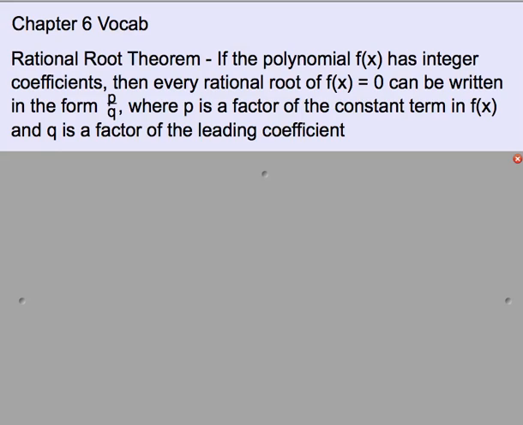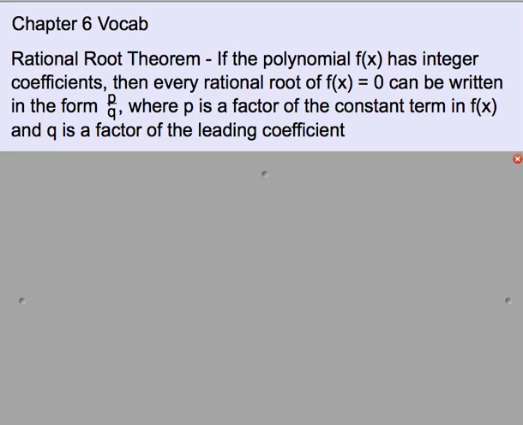So we're given a polynomial, we'll call it f of x. If this polynomial has integer coefficients, then any potential rational root, remember a rational number is any number that can be written as a fraction, can be written as p over q. P comes from a factor of the constant term. Remember, the constant is the number that doesn't have any variable attached. And then q is a factor of the leading coefficient.